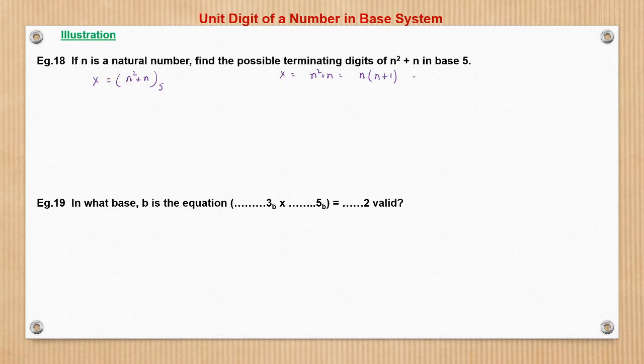So that will always end with either 0 or 2 or 6, right? It will always end with these three. You can take any example, any value of n. The product is going to end with 0, 2 or 6, right? So the question is to find the possible terminating digits.